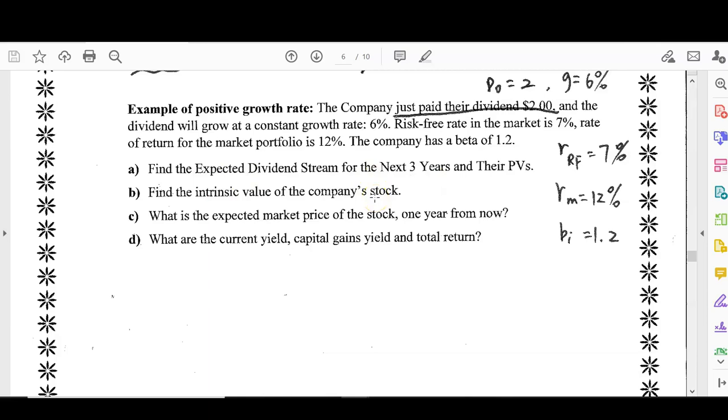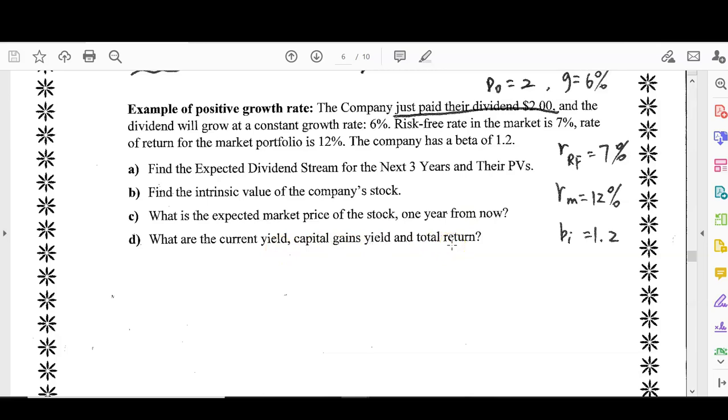We can, of course, use the constant growth model because we have a constant G. Then the expected market price of the stock 1 year from now. We want to know P1. Question B here is asking for P0, and we also want P1. We also want the current yield, capital gains yield, and total return.